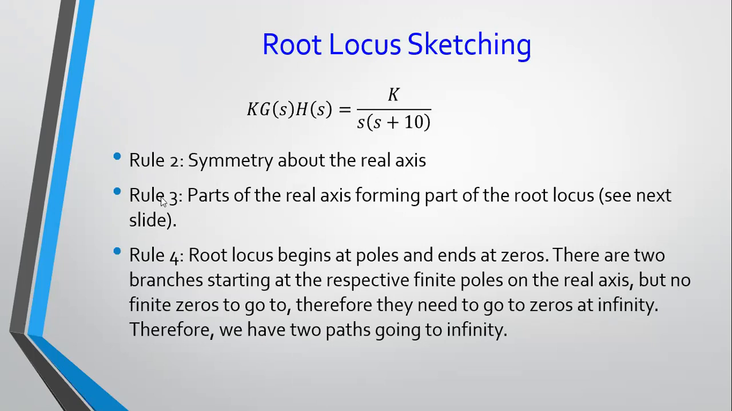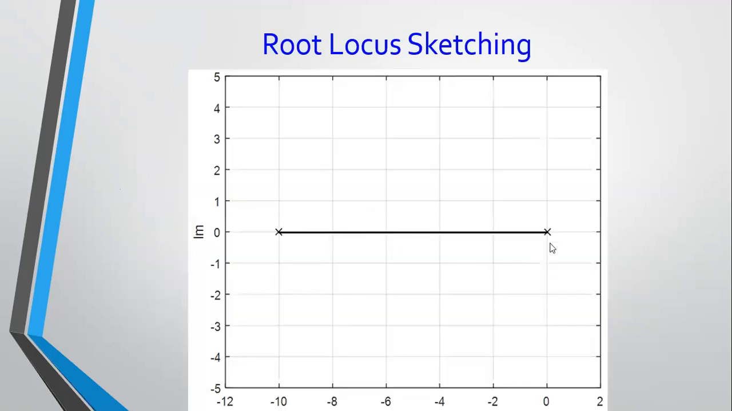Now, rule number 3, very fundamental again, you will be seeing what part of the real axis forms part of the root locus. So this is pole number 1. From here to here, it is still an odd number of poles, no zeros. And then as it crosses, this pole here is now pole number 2.